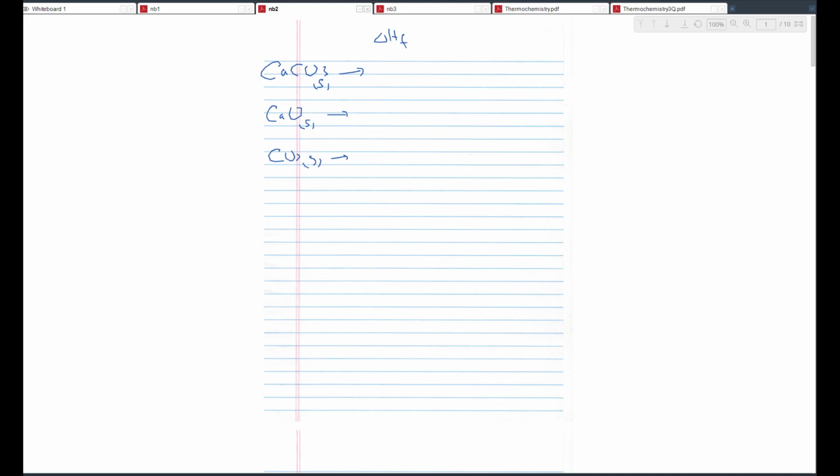It's negative 1206.9 kilojoules per mole. What about the next, CaO? CaO is negative 635.6 kilojoules per mole. What about carbon dioxide? CO2 is negative 393.5. Now look, the enthalpy of formation is always negative. Exothermic process. We got all of them.